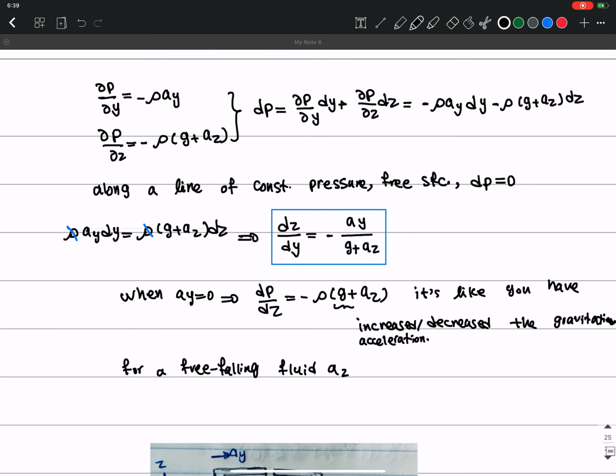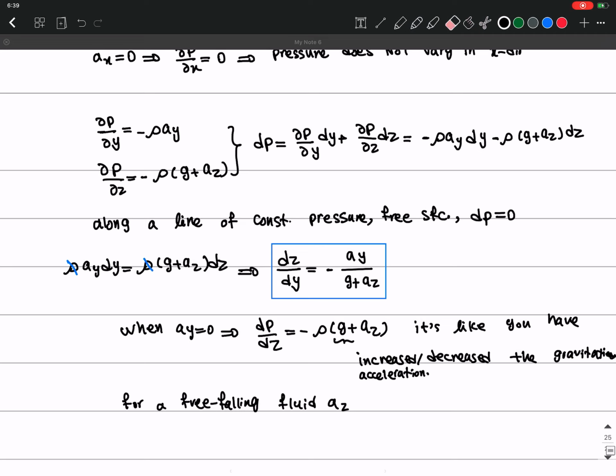So az equals minus g. And thus, this sum here is going to be 0. And so dP over dZ is going to be 0. What does that mean? This is a very interesting result.